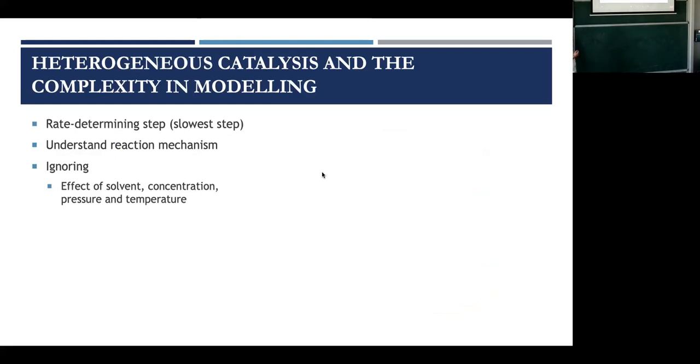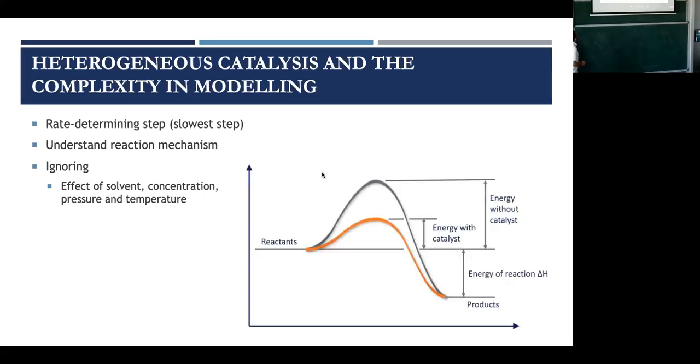And in most cases, the effect of solvent, concentration of the reactants, pressure and temperature is mostly ignored. We call this the pressure gap and the materials gap in the heterogeneous catalysis community. Basically, that's why I'm saying we will not be able to compare the computations directly with experiments. We need to only compare the trends, or we need to use descriptors to understand these reactions.